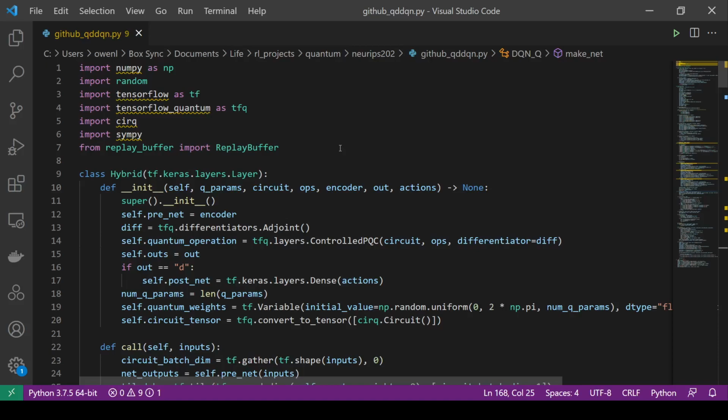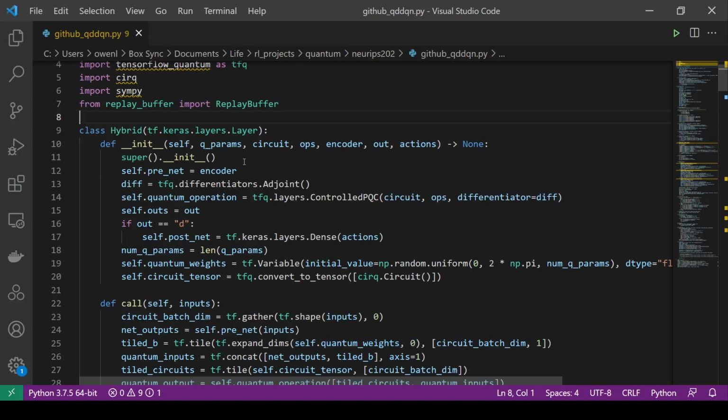You could go to variational quantum policies and just copy the if name equals main code, and it would probably work. And pick your favorite replay buffer. I just used the one from Spinning Up or Stable Baselines or something like that.